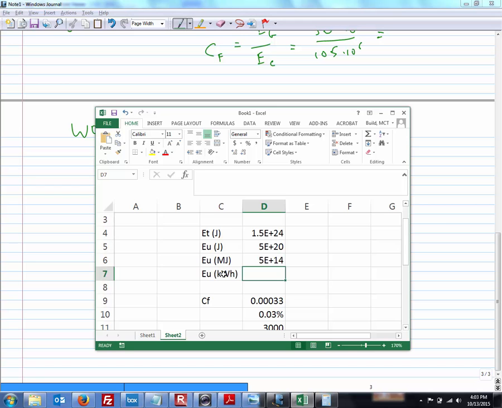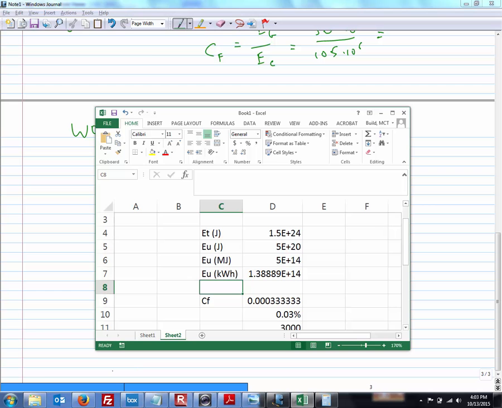Now let's do E used in kilowatt hours. What's the conversion between megajoules and kilowatt hours? 3.6 megajoules per kilowatt hour. So it equals that divided by or multiplied by 3.6. I'm having trouble thinking on the fly right now. Wouldn't it be multiplied? 1 kilowatt hour is 3.6 megajoules, so we have to get a smaller number, right? We would divide.